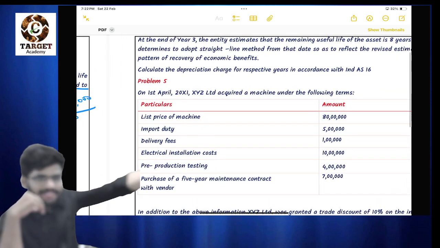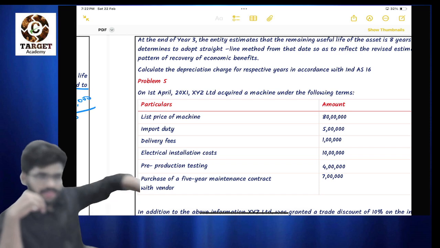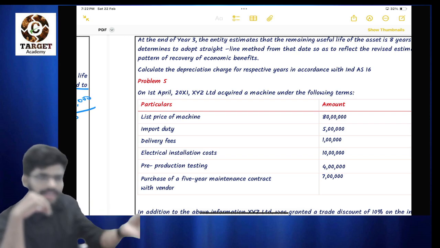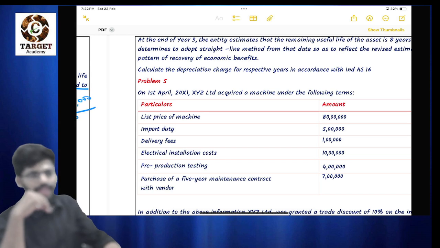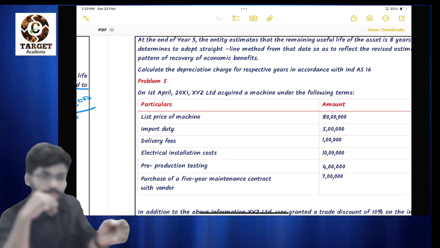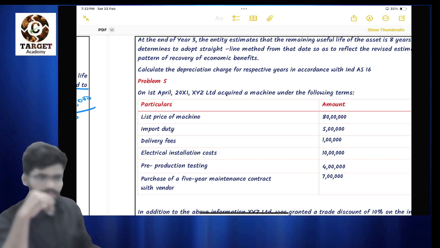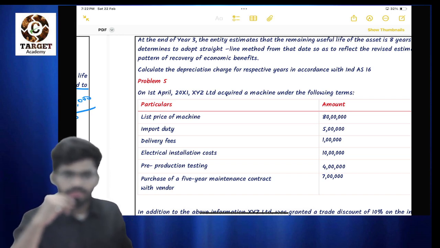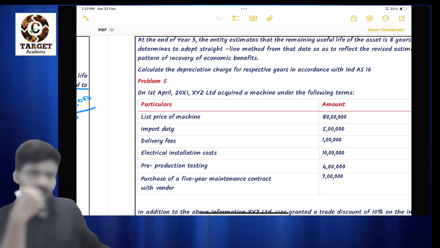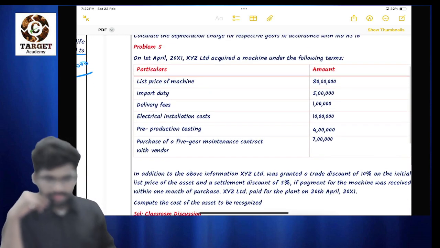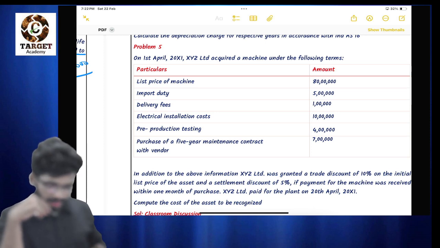So 3 years ago. First of all, yes, we need to calculate depreciation for 3 years, and then revise to 8 years. From the third year, you need to calculate depreciation and the carrying amount at the end of the third year. Now from the fourth year, you need to calculate depreciation based on 5 years, out of 8 years. Simple question. Question number 3 and 4 are homework.